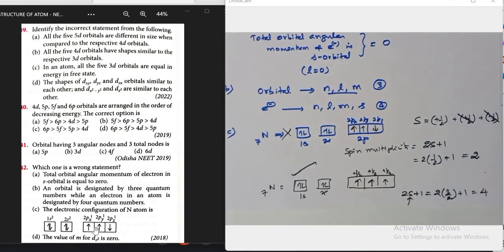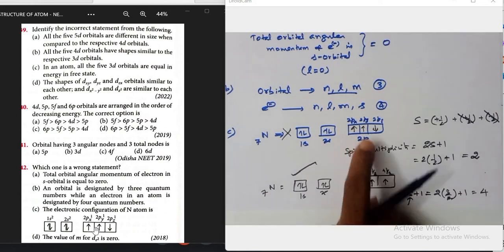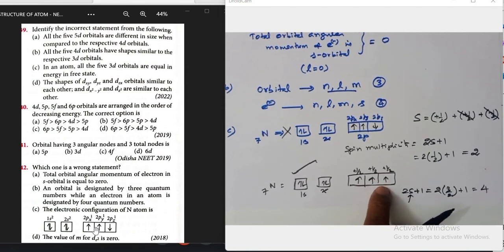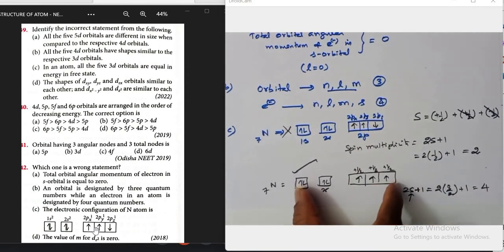If two electronic configurations are given, and you have to decide whether one is correct or not, you should see the spin multiplicity. If the spin multiplicity is the highest possible for the given configuration, that configuration is a stable configuration, you can say. But for this, we have another possible configuration. This configuration has high multiplicity compared to that. So this is the correct configuration, not this one.